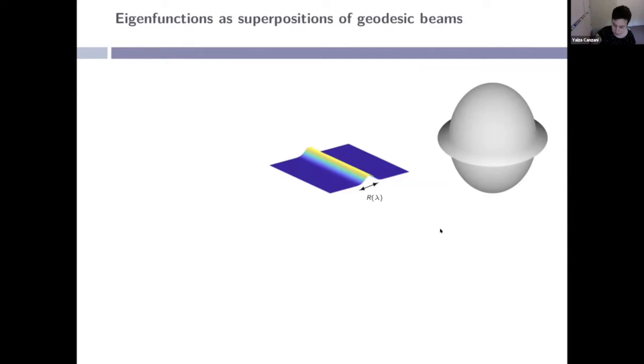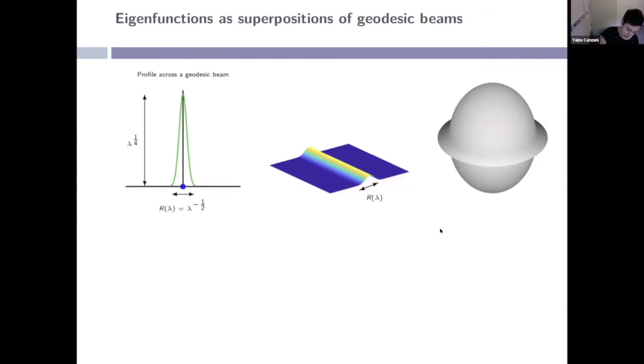So this is the plot of the absolute value of one of them. And what they do is they concentrate along a great circle, and they concentrate on a tube along the great circle. So this is your tube here, or your tube here. And the width of the tube is exactly this r of lambda, which for our purposes, and actually on the sphere this is actually true, r of lambda is equal to lambda to the minus a half. Now, the height of these functions along this band goes all the way up to lambda to the 1/4.